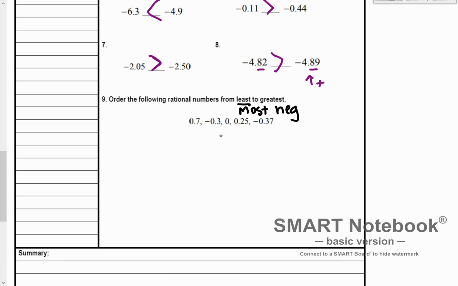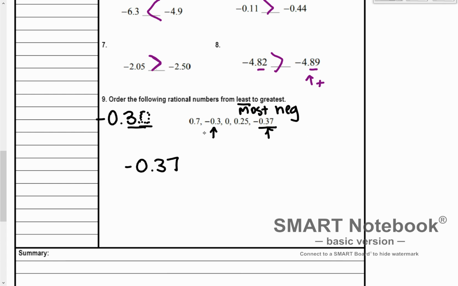So if I'm looking at my negatives, I've got two numbers with a negative here. What's nice about decimals is we don't have to make common denominators because they're all decimals. So I'm trying to think which one is more negative, 0.3 or 0.37. Well, if I make 0.3 and I had another place value after that, remember we fill empty spaces with a 0. So that would be negative 0.30, and negative 0.37. Which one is more negative would be the negative 0.37.